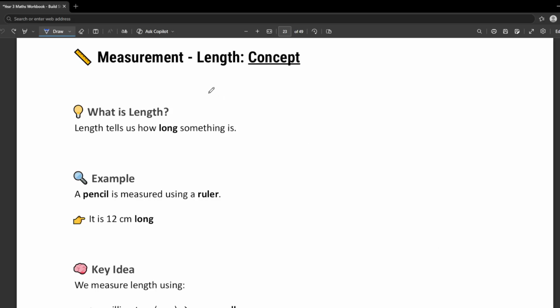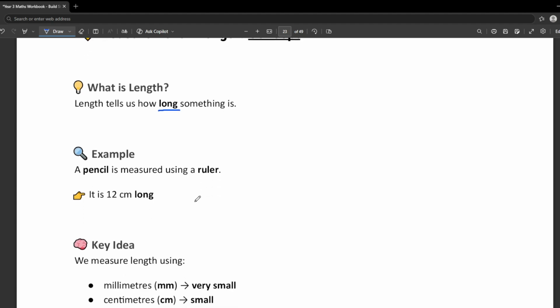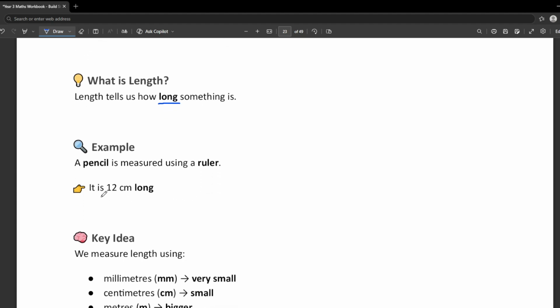Today, we'll dive into the concept of measurement, specifically length. What is length? Length tells us how long something is. For example, a pencil is measured using a ruler. If we were to perform this measurement, we would find that it is 12 centimeters long.